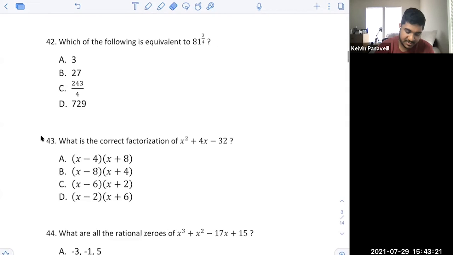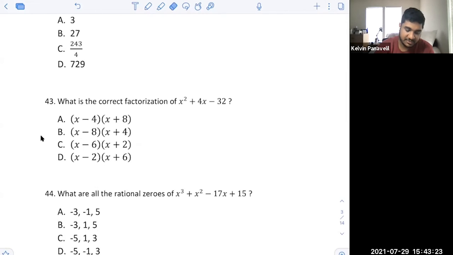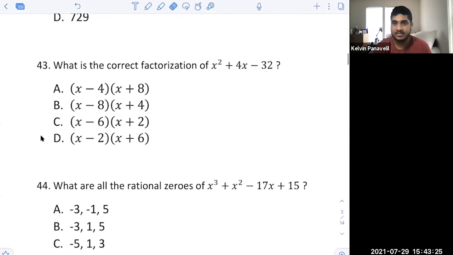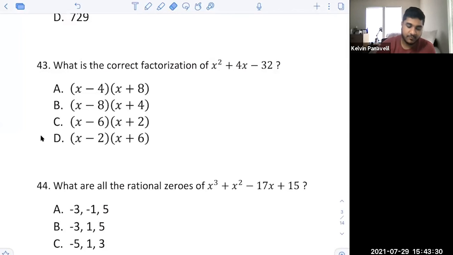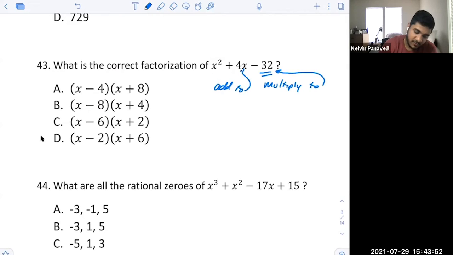More exponents. All right, let's do number 43 since we talked about factors, right? This is a really important concept. Anytime you're factoring, you want to think of 2 numbers. This is in standard form, right? You want to think of 2 numbers that multiply to negative 32 and add to 4.